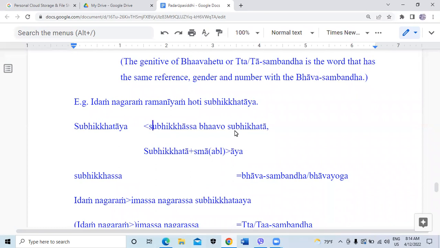Subhikasa bhavo subhikata. So this bhava, what? The word which is connected with this bhava word in the Vikasta is called bhava sambandha. So this Subhikasa is called bhava sambandha. Okay, bhava sambandha. The sambandha is the genitive of the bhava word. That's why Subhikasa is called bhava sambandha.